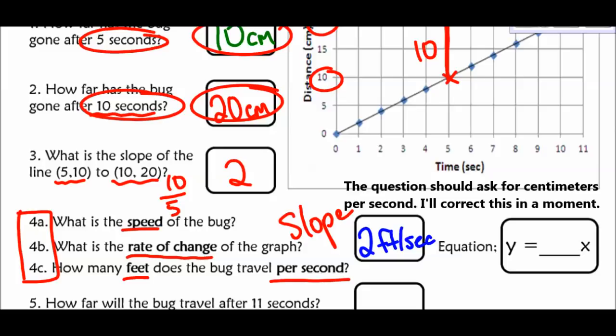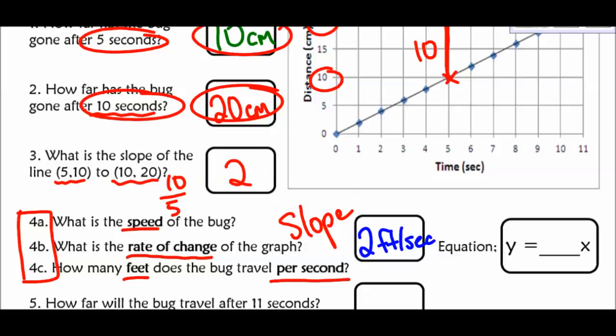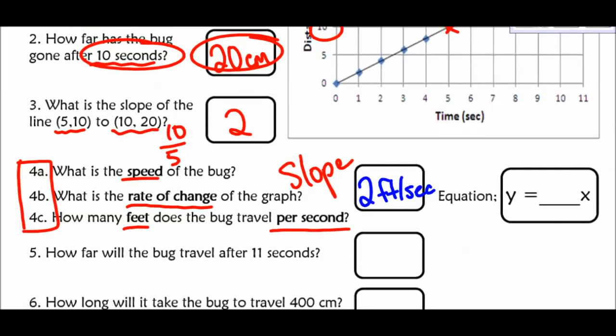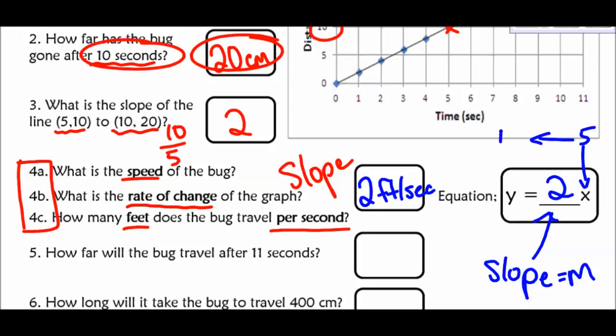When you use an equation to describe a graph, the slope is always the number in front of the x. We're going to see in a little bit that we're going to describe this with the letter m. So here we would put 2 in front of the x. That equation describes this graph, and you can kind of see how that would make sense. If you plug 5 in here, that gives you an answer of 10. If you plug 10 in, that gives you an answer of 20.